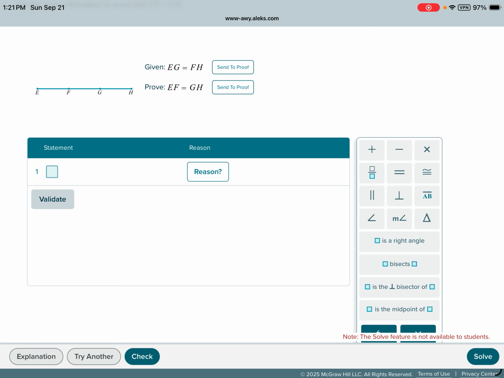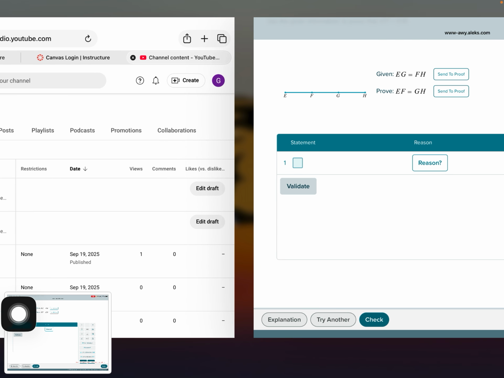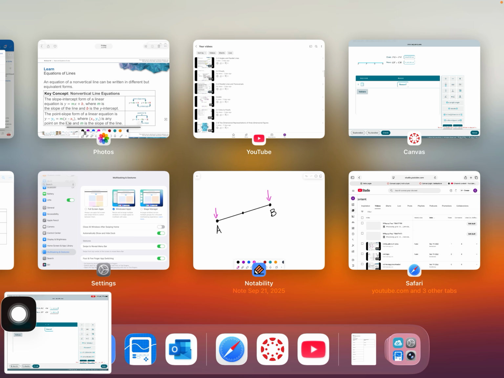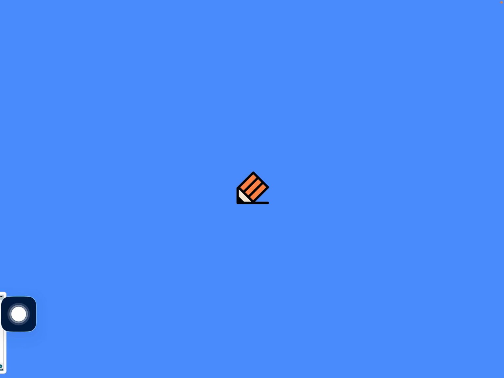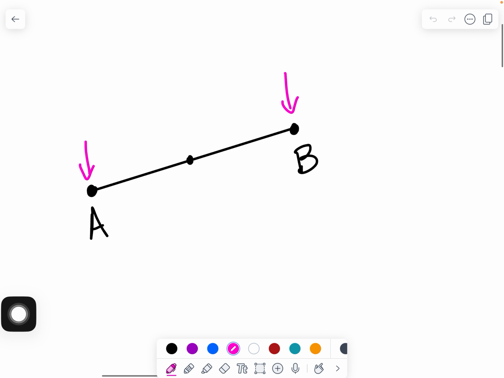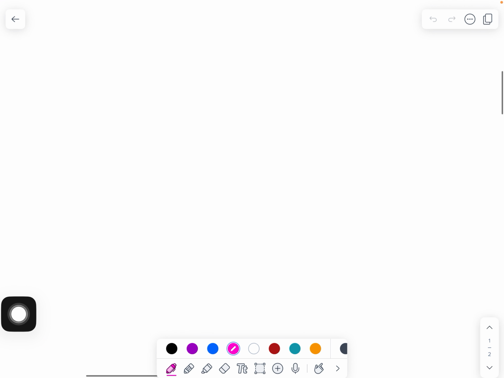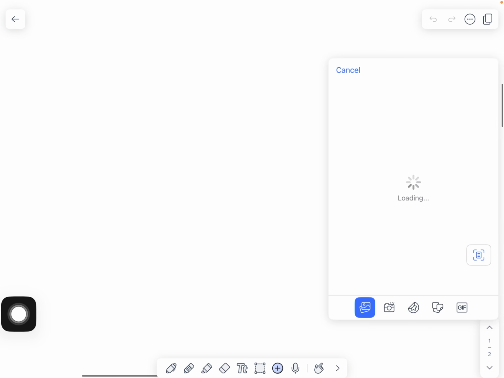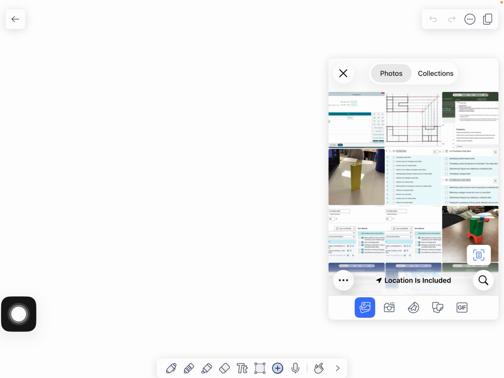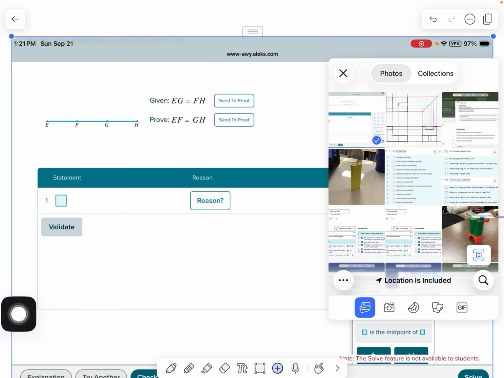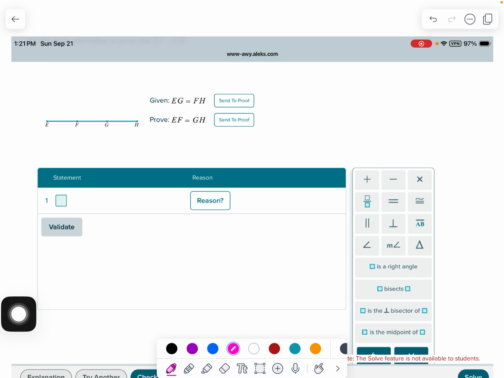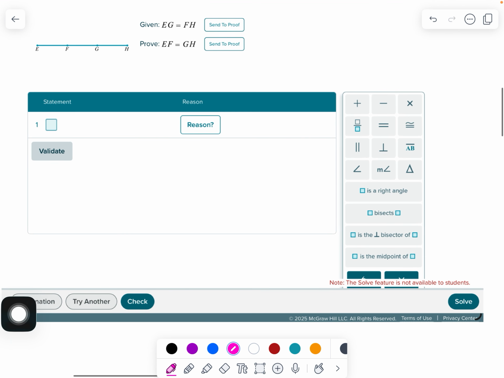Okay, I'm gonna screenshot this. And then I'm gonna go, let's see here, where's my Notability? Goodness, there we go. And I'm gonna put that in there. Everything's just moving a little sluggish here. Okay, there we go. Let's look at what this looks like.